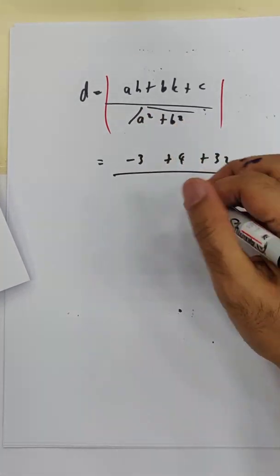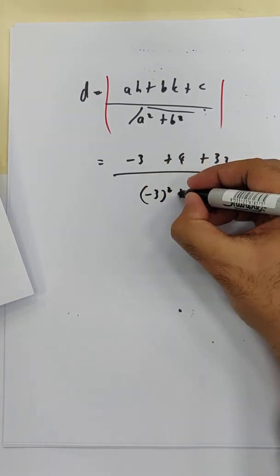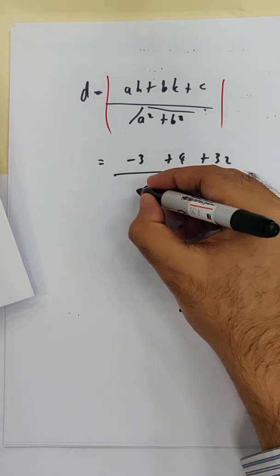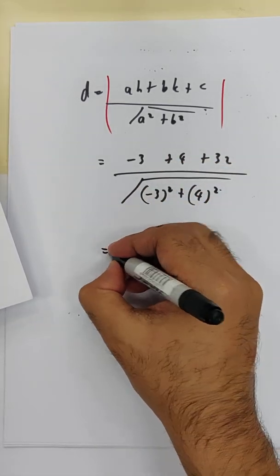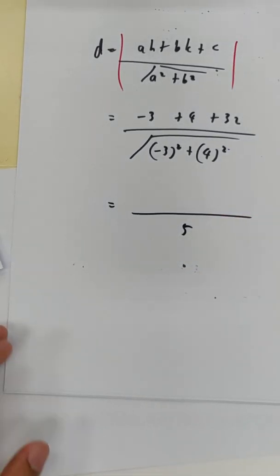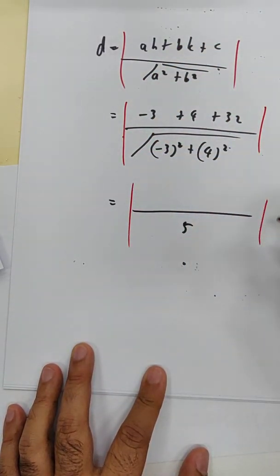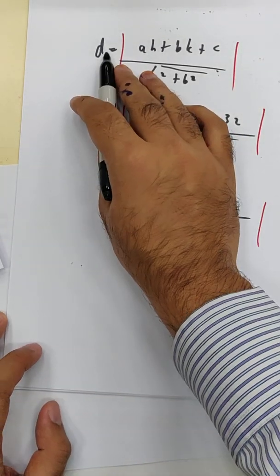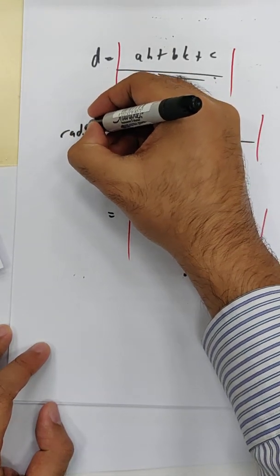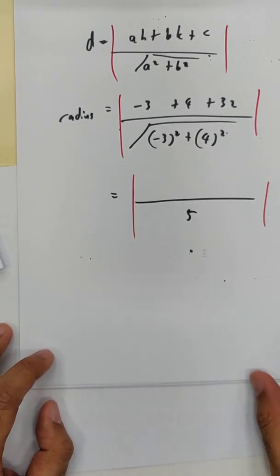a squared plus b squared. So (-3) squared plus 4 squared. 3 squared plus 4 squared, square root, what do we get? This one is 5. Pythagoras theorem. Don't forget your modulus. In this case, d is what? The radius. You can write radius if you want, or you can remain it as r, not a problem. Or d, not a problem.